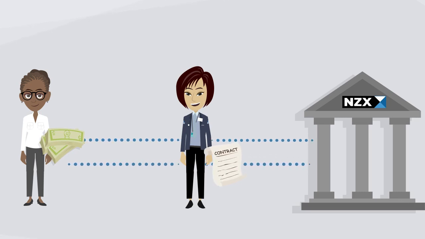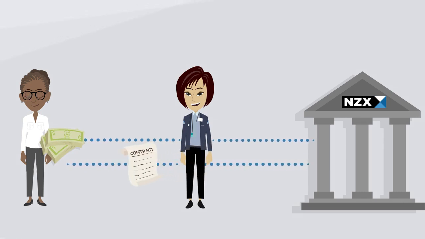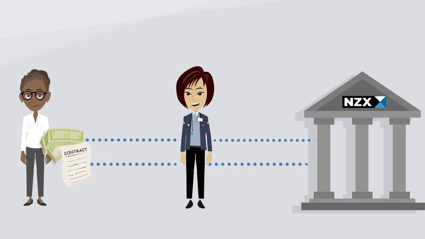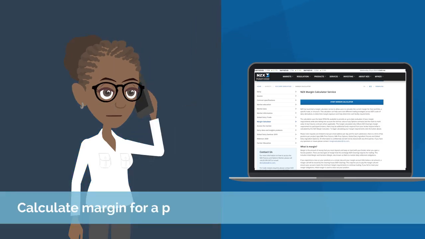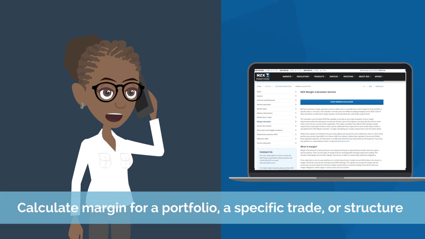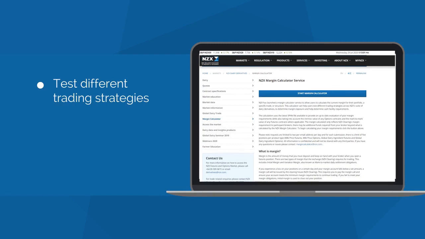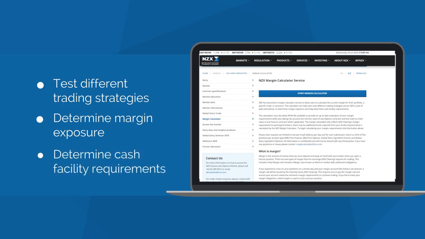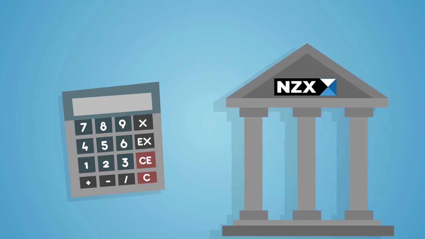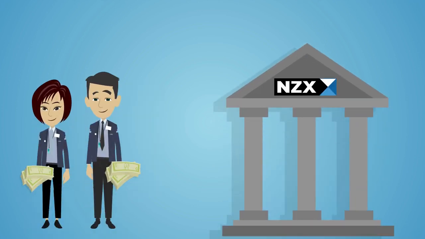Traders should determine the margin requirements for a trade before entering into it, to make sure they can meet those requirements if the market turns against them. Traders can do this by contacting their broker, or by utilising NZX's margin calculator tool to calculate the current margin for their portfolio, a specific trade or structure. This calculator can help users test different trading strategies across the suite of dairy derivative contracts to determine margin exposure and to help determine cash facility requirements. Note the margin calculator, however, only reflects NZX Clearing's margin requirement to participant brokers. There may be additional funds required from your broker.